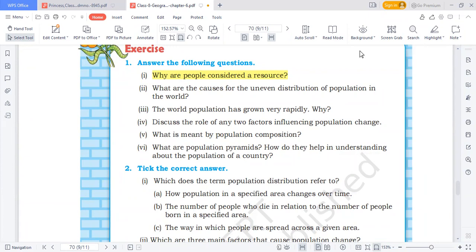Very good. First point, improvements in medical facilities, given by Khyati, reduce the death rate. That's why the world's population grew very rapidly. Second, food security. Food security in the sense the country has a sufficient number of resources to feed their population.